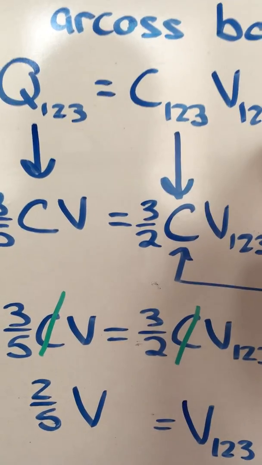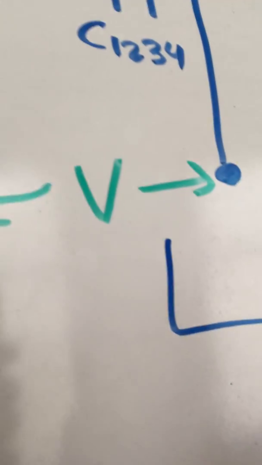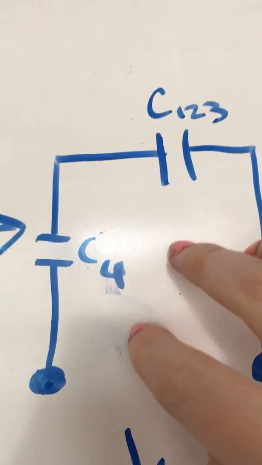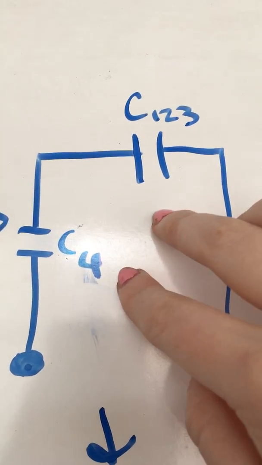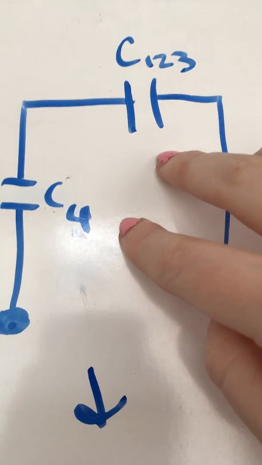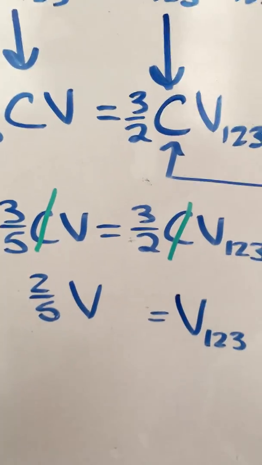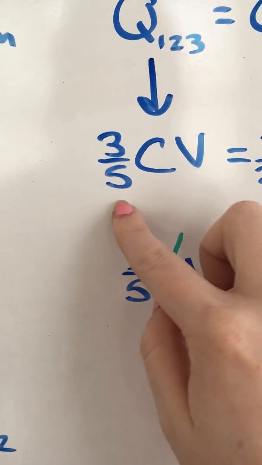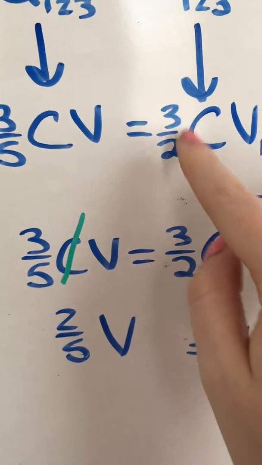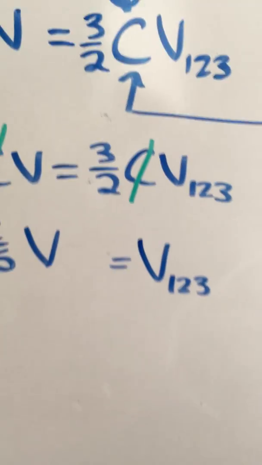And then the voltage for V123 is not going to be the same voltage as we have up here because it's split between the 2 capacitors. And because these capacitors are not in parallel, we can't make any assumptions about what's going to happen to the voltage because these 2 are in series. So coming back down to this equation, like I said up here, 3/5 CV is equal to 3/2 C times V123. We're going to solve for V123.